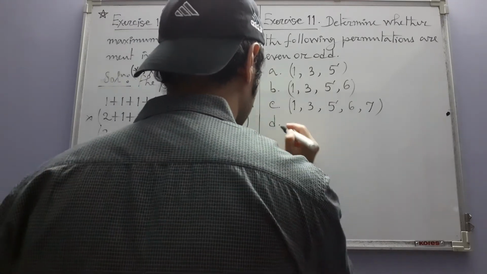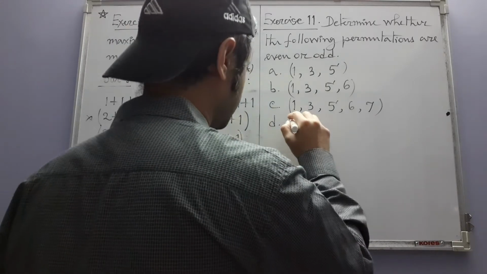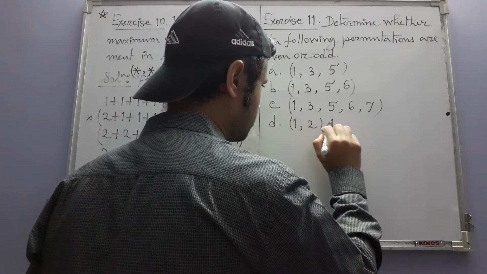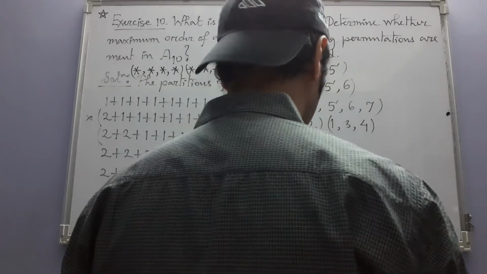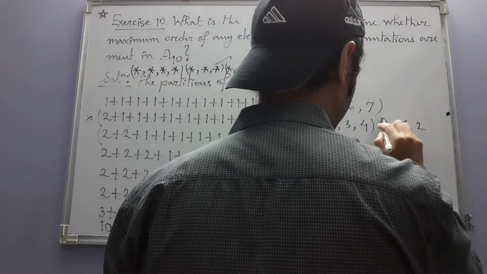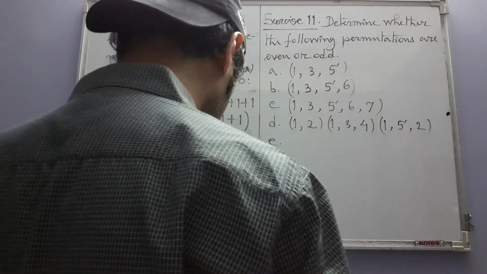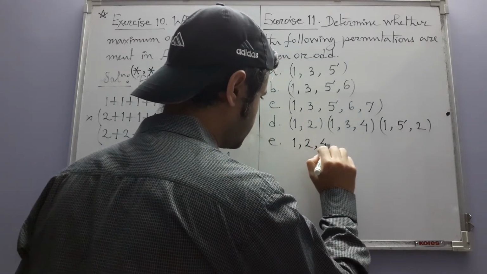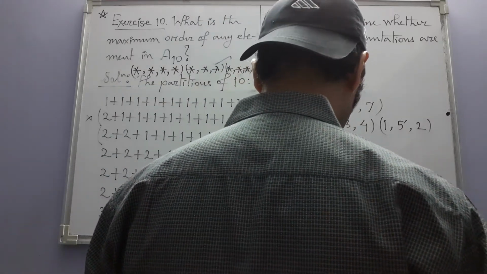D. 1, 2, 1, 3, 4. And there's one more 3 cycle, 1, 5, 2. And E: 1, 2, 4, 3, 3, 5, 2, 1.